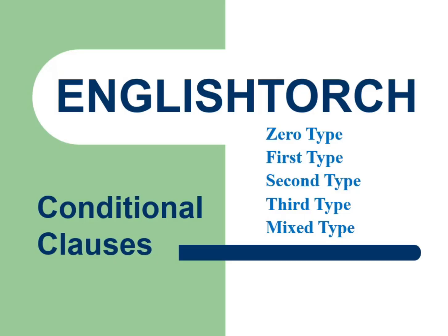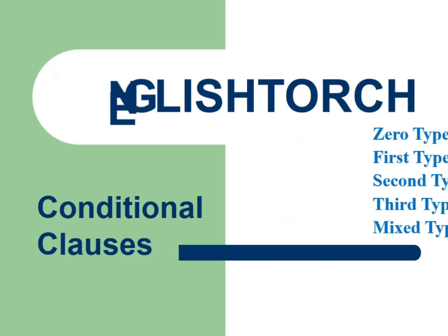The first one is zero type, and the second one is first type. And we have second type, we have third type, we have mixed type. You can make conditional clauses. Okay?